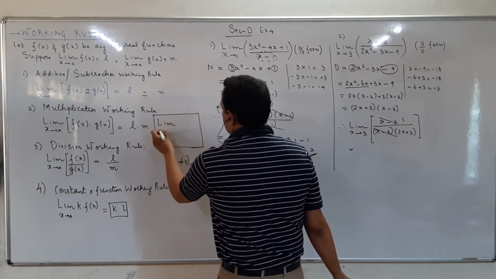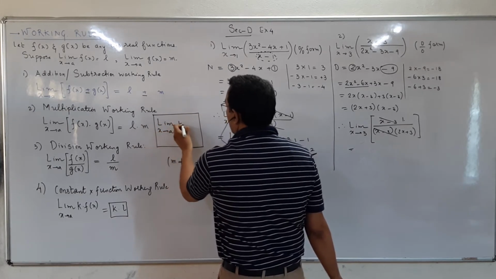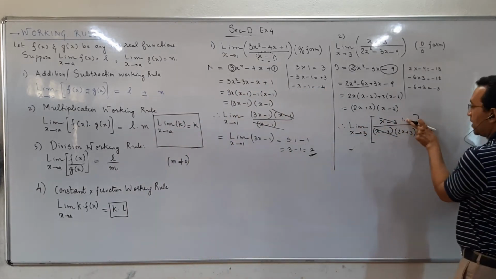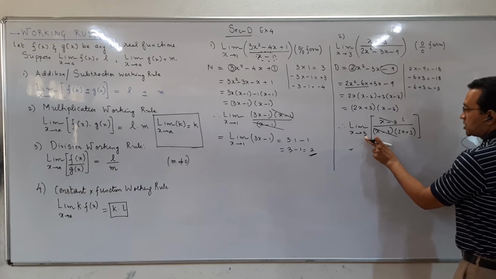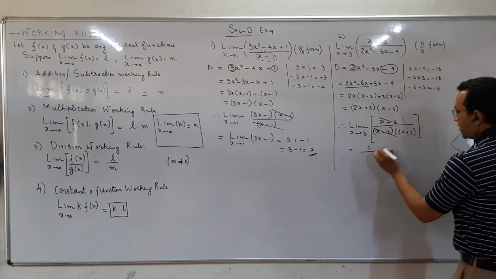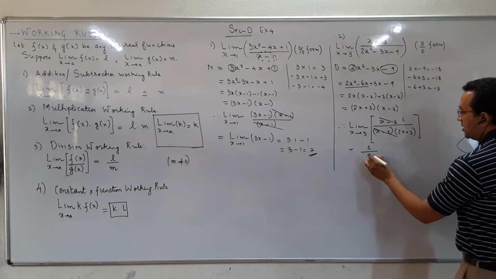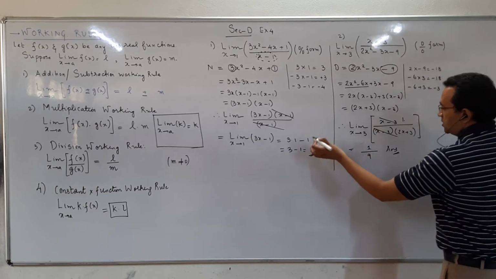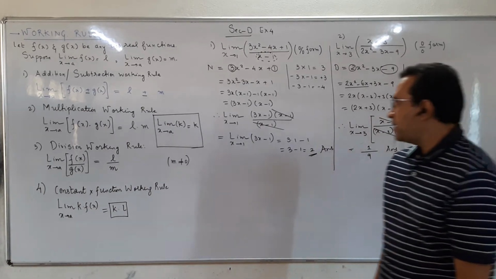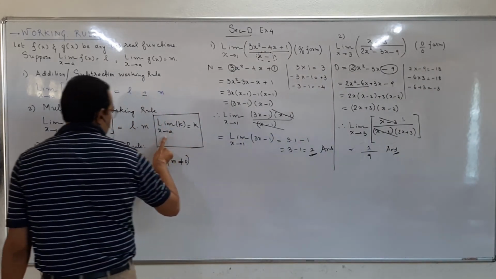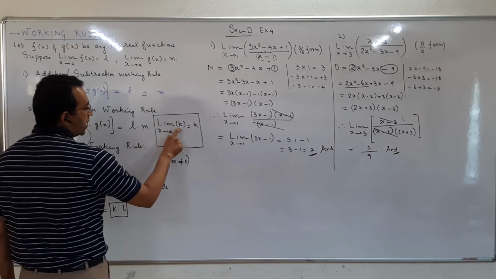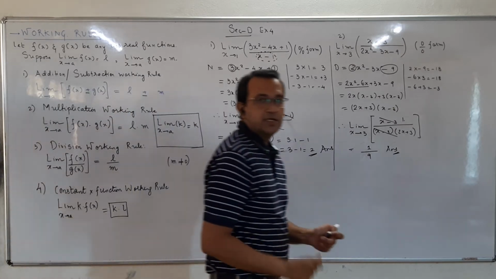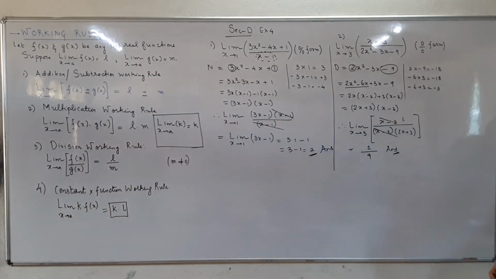Limit x tends to a, only constant is there. Then the answer is only constant. So limit of 1 is 1. Here there is no x which is replaced by 3. So this is 1, and here 3 into 2 plus 3, 9. So the answer is 1 by 9. Here the answer was 2. So remember, this limit of a constant is constant because there is no x which can be replaced by a. So students, limit of a constant is always constant.